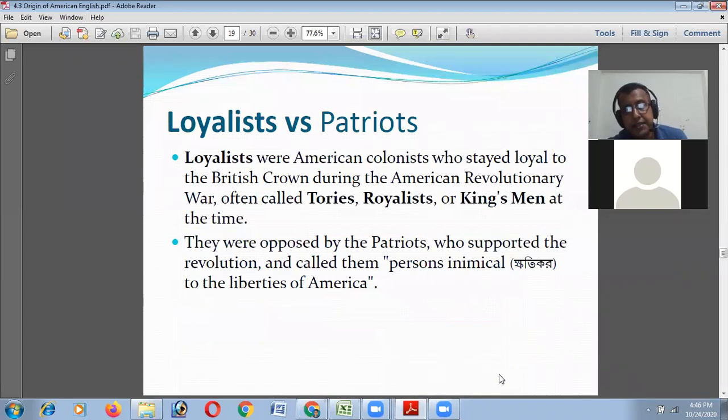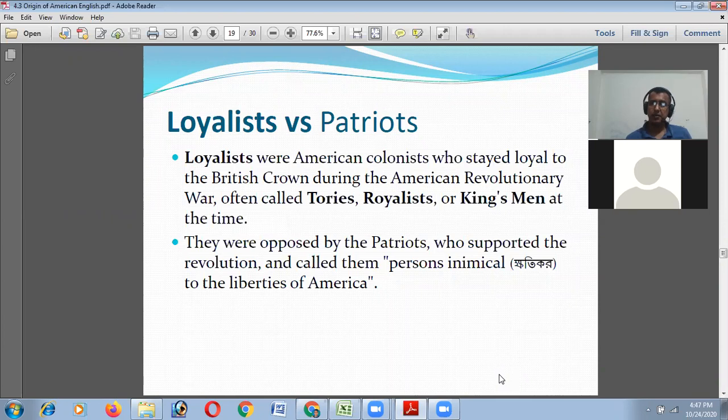And there is another issue here. At the time of American independence, many people had left England and gone to America. Some people wanted to stay loyal to the British Crown. They didn't support the American independence movement. They are called the loyalists to the British Crown. And on the other side, they were opposed by the patriots.